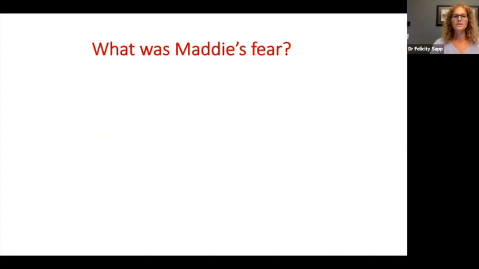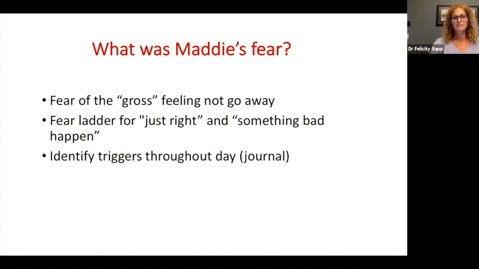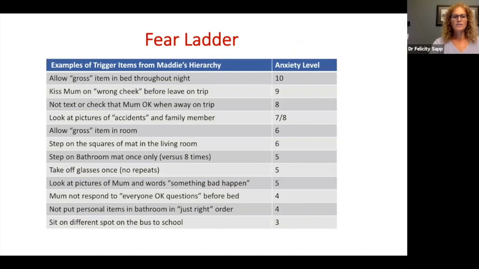So Maddie's fear was this fear that this gross feeling would not go away. So we made a fear ladder of just right and something bad happening, by identifying triggers in her journal. I'll just show you a couple of the items on her fear hierarchy and the ratings that she gave them. You can see down at the bottom are things like not putting her personal items in the bathroom in just the right order.